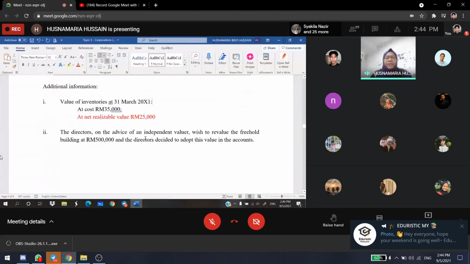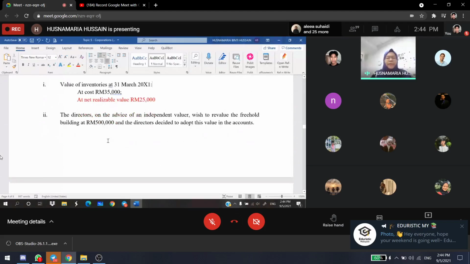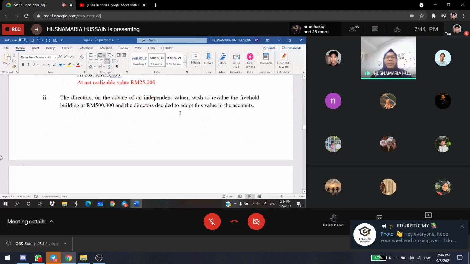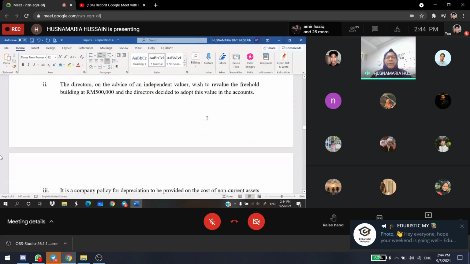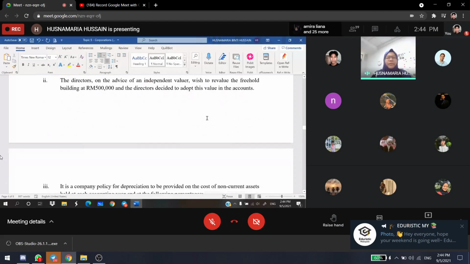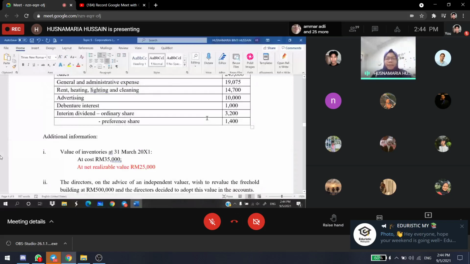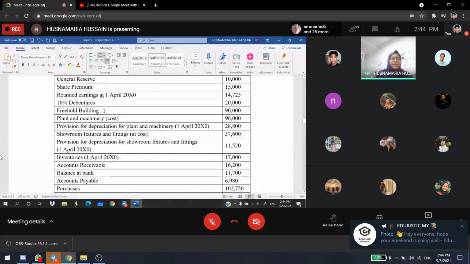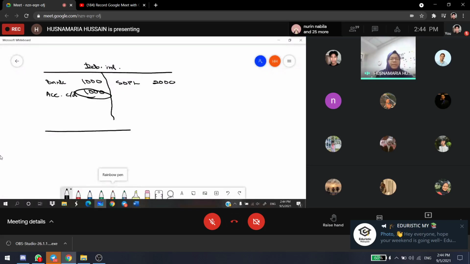And then the directors, on the advice of an independent valuer, wish to revalue the freehold building at 500,000, and the directors decided to adopt this value in the accounts. Okay, freehold building. Mana dia freehold building? 90,000. Okay. So, balance freehold building sebelum ni, $90,000.